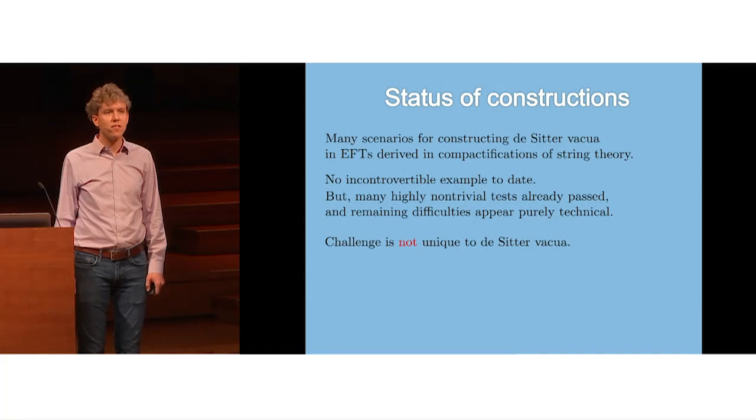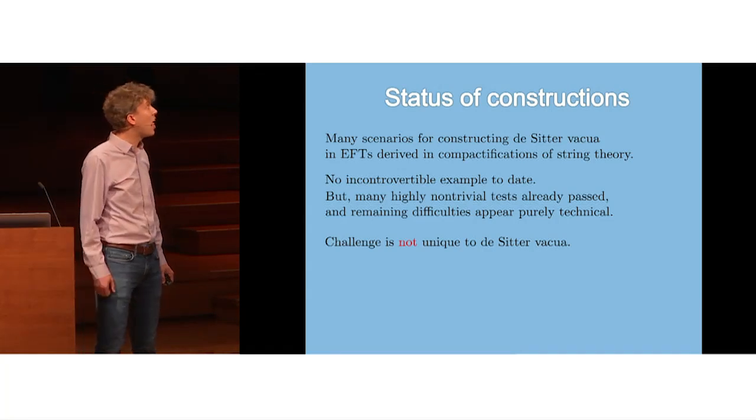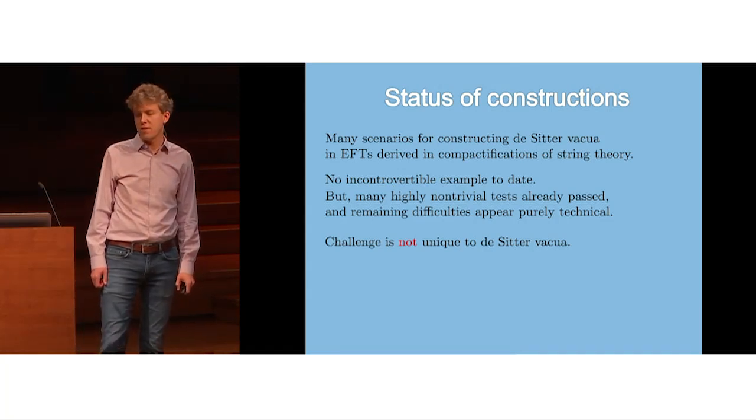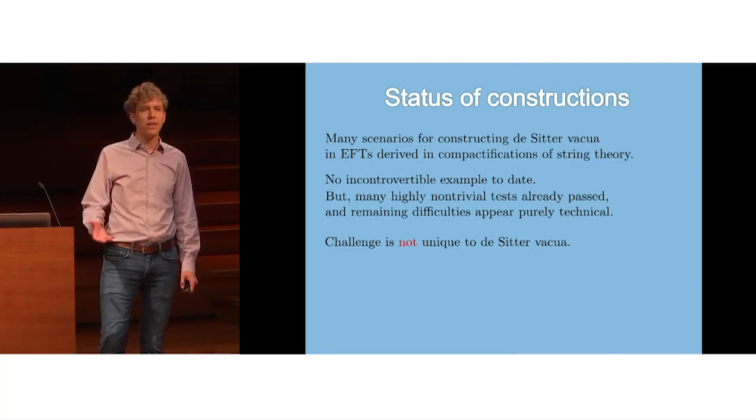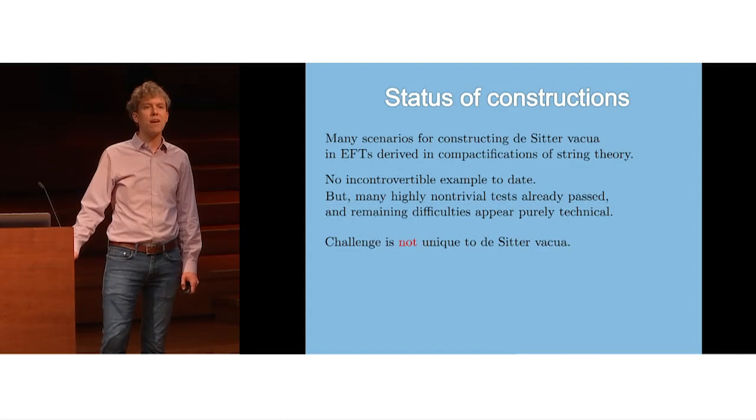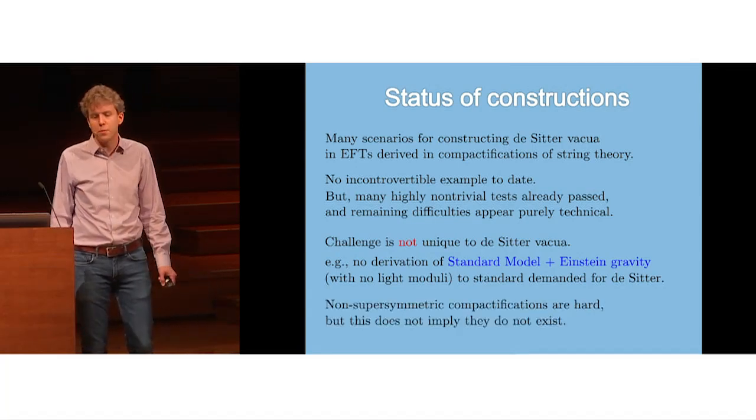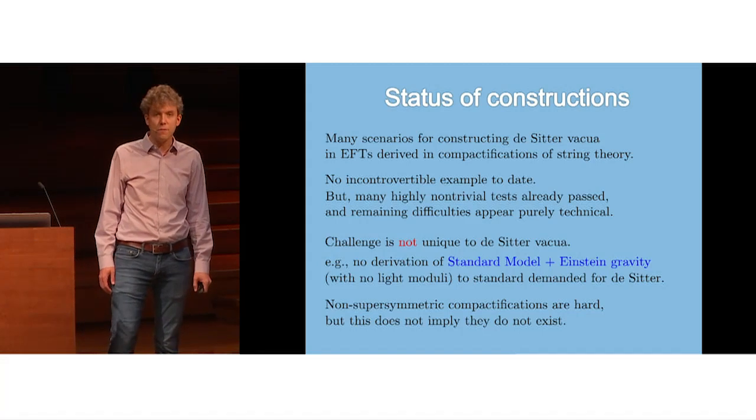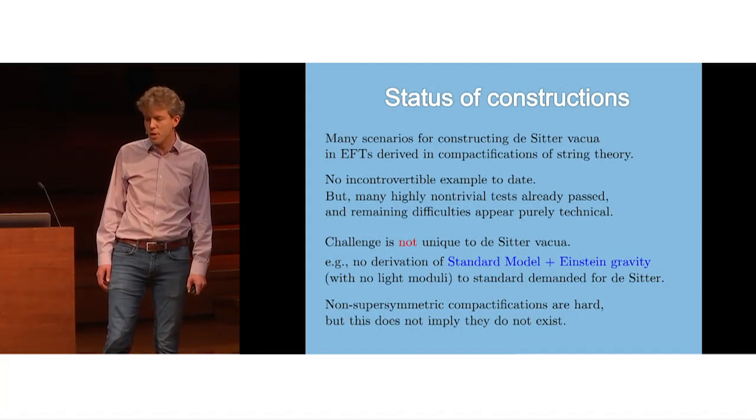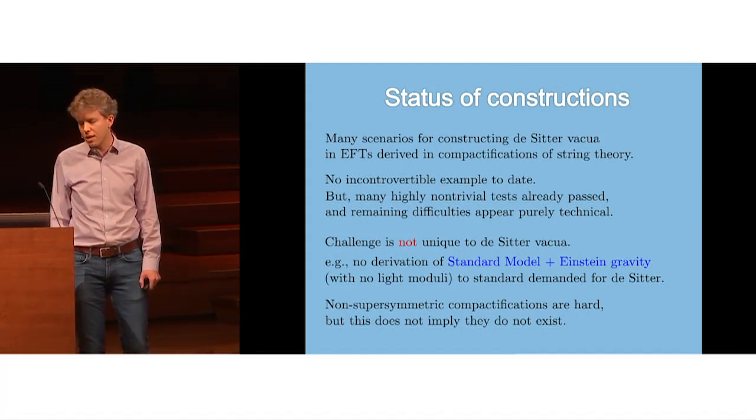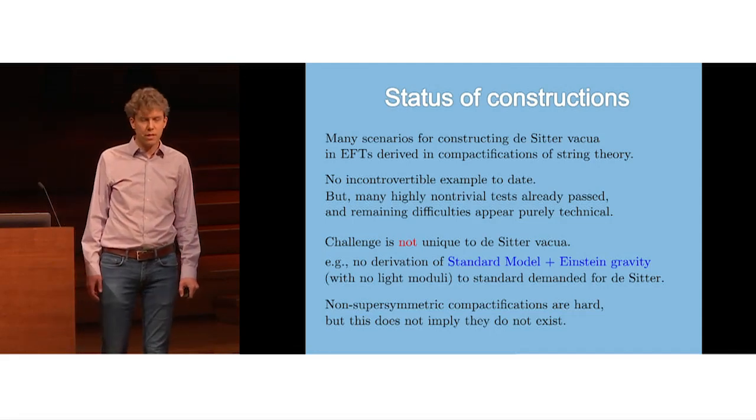It's absolutely essential to understand that this challenge is not unique to de Sitter vacua. At the standard that we are currently demanding in the literature on de Sitter, we also do not have a construction of the standard model plus Einstein gravity in string theory. The difficulty is simply that non-supersymmetric compactifications are difficult to analyze. We don't have a lot of tools, but we should not conclude automatically from this that they don't exist.